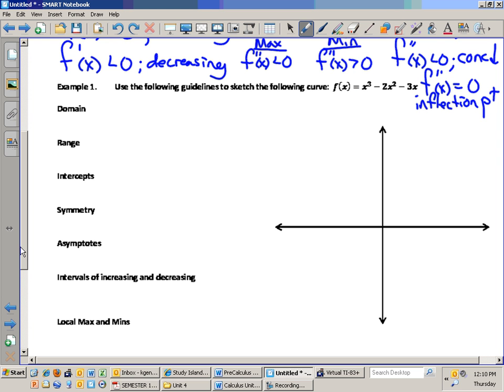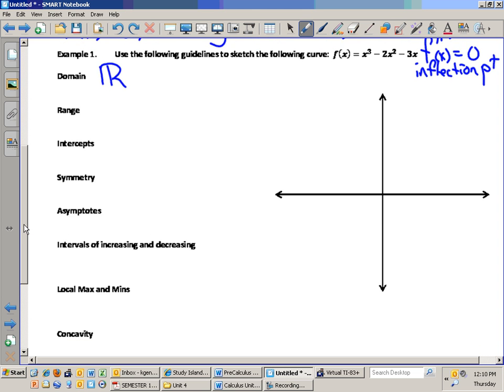f of x equals x to the third minus 2x squared minus 3x. Okay? Can anybody tell me, what's the domain of that function? All real numbers. We'll get to the range in a second, but I would like to find the intercepts. The y-intercept is generally the easiest one to find. The way I find the y-intercept is I plug in 0 for x. If you plug in 0 for x, what does y end up to be? 0. So the y-intercept is 0.